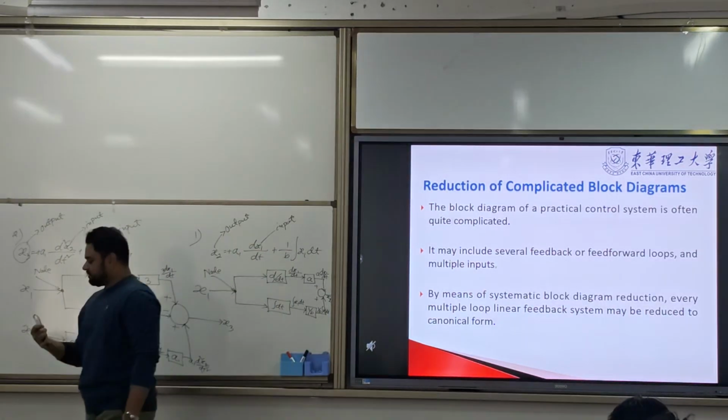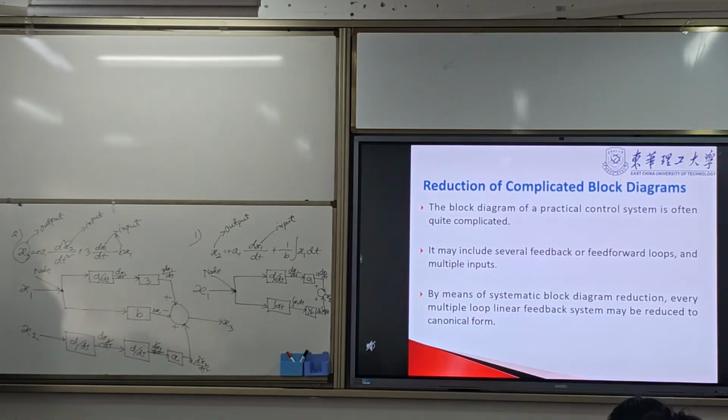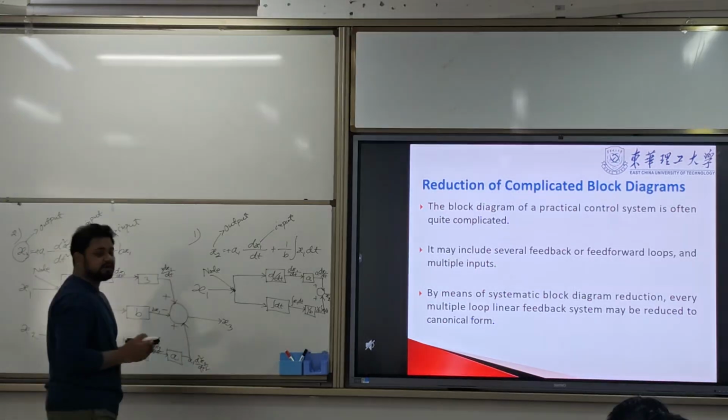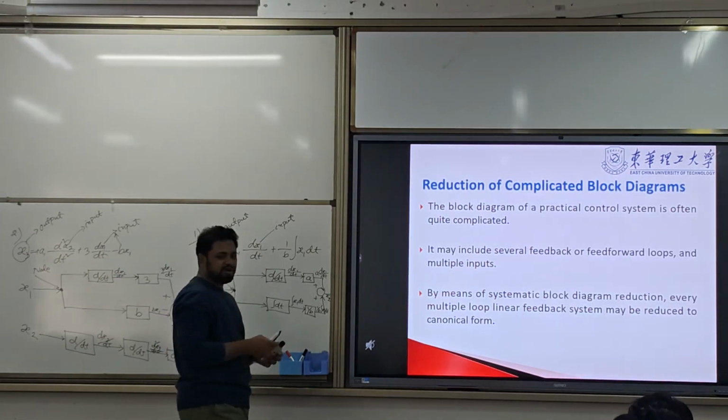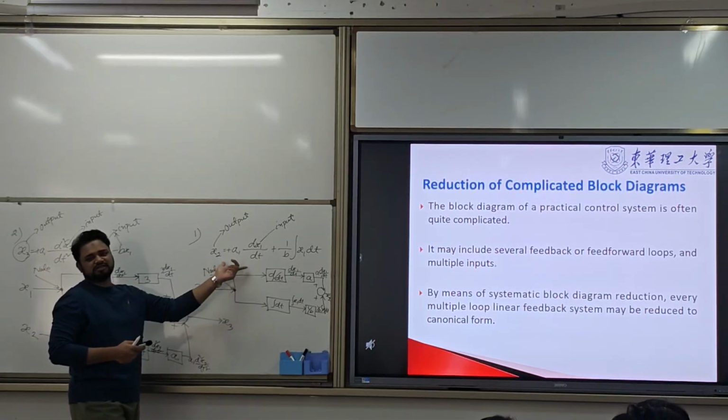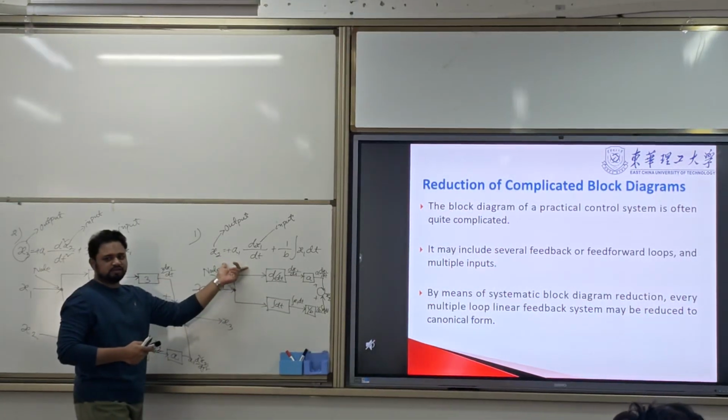Now the different types of block diagram relationships we will talk about. The first one is the block diagram reduction technique. We need to use it because generally the control system is quite complicated. We have a very big, large control system. It is not like this. This is a very small system. It is nothing.